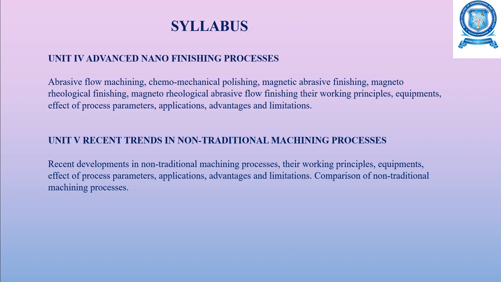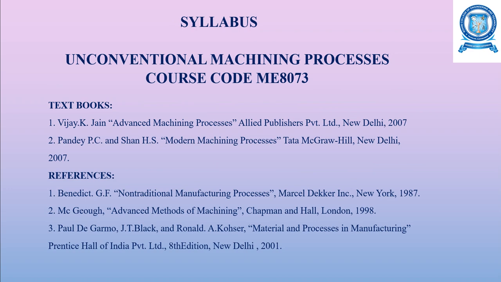In Unit 5, there are recent trends in the non-traditional machining process. So the students will be studying the recent developments in non-traditional machining processes, their working principles, equipments, effect of process parameters, applications, advantages and limitations, and the comparison of non-traditional machining processes. These are all the textbooks and references for the students for this unconventional machining process course.